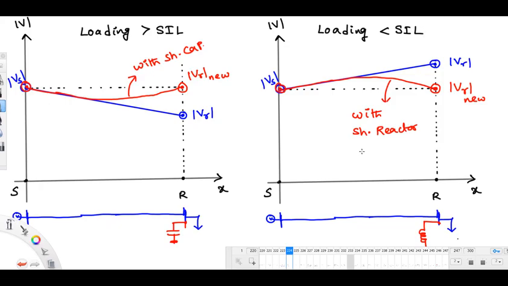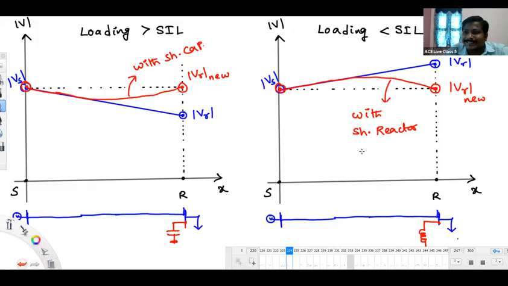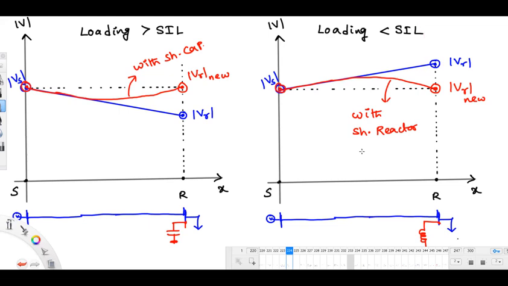Beta L is the phase difference between VR and IR, and it will be less. The phase difference between VS and VR under surge impedance loading condition will decrease. Yes, then it is an advantage. Okay, sir. Thank you, sir.